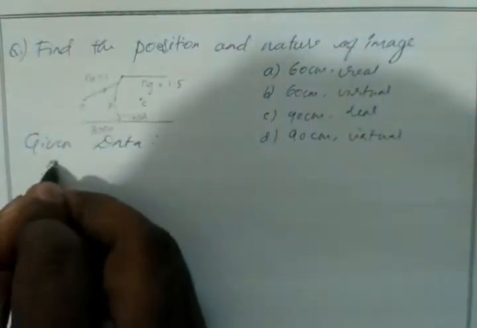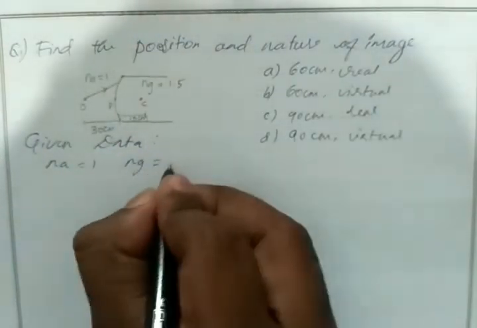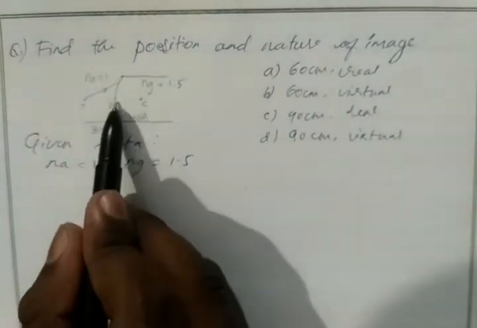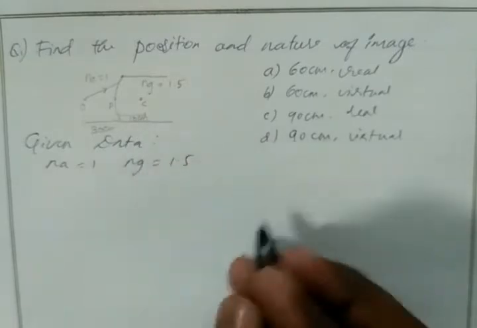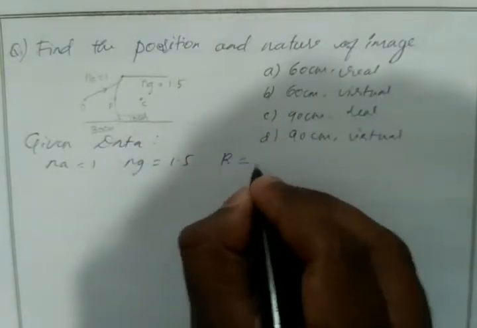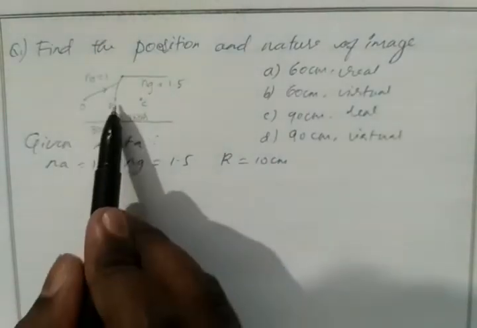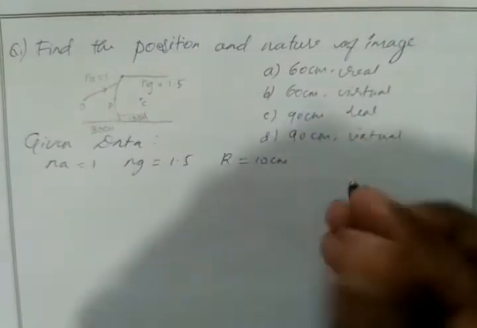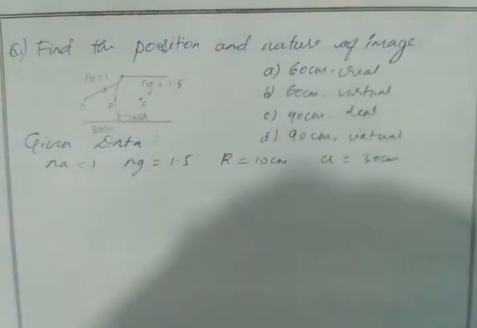Refractive index values given: refractive index of air 1, and for glass 1.5. Then the distance between pole and center of curvature is 10 centimeter. So this distance is known as the radius of curvature, which is 10 centimeter. Then the distance between pole and the object is given as 30 centimeter. So that is the object distance, u equal to 30 centimeter.